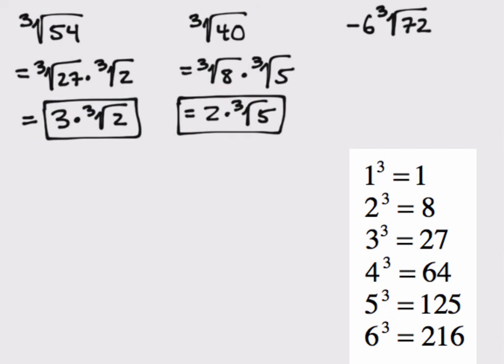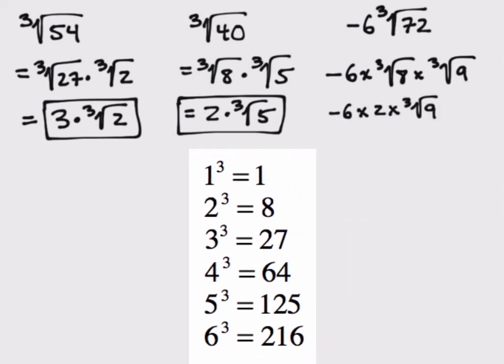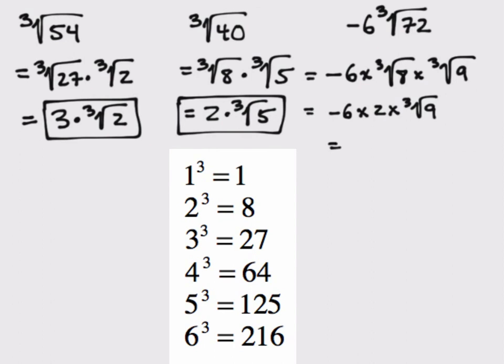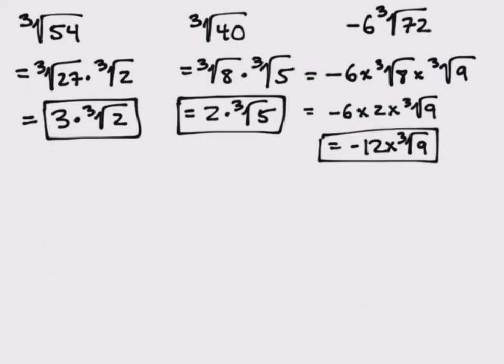So we can write this as negative 6 times the third root of 8 times the third root of 9. And the third root of 8, that's a nice number. That's 2. So we got negative 6 times 2 times the third root of 9 for a grand total of negative 12 times the third root of 9. And that is the simplified version of negative 6 times the third root of 72.